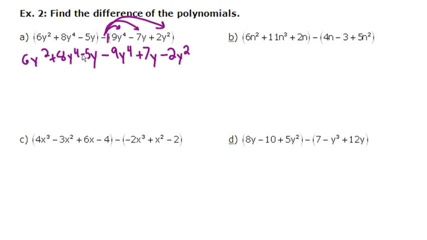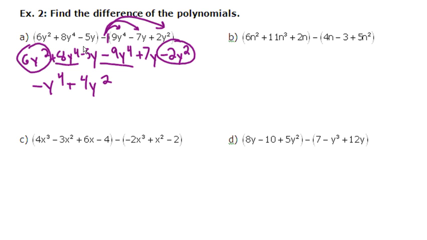And now it's exactly like our other examples. The highest exponent I see is 4, so I'm going to start there. So 8y to the fourth and negative, sorry, negative 9y to the fourth, makes negative 1y to the fourth. So I start with negative y to the fourth. My next highest exponent is squares. I have 6y squared and negative 2y squared. That makes positive 4y squared.